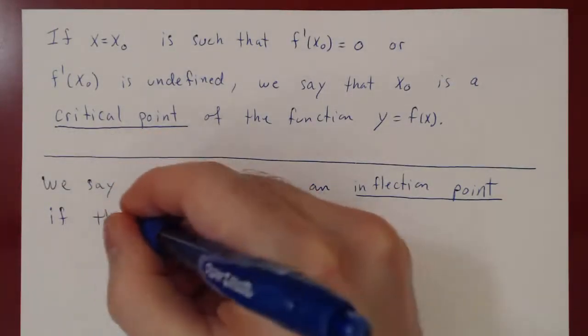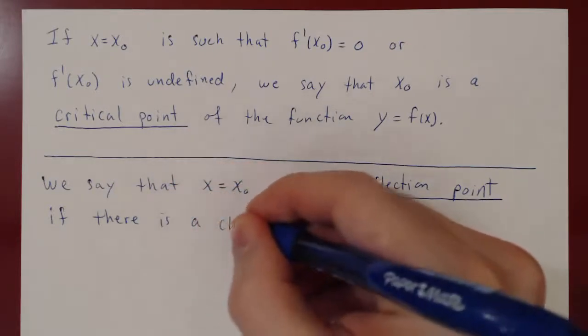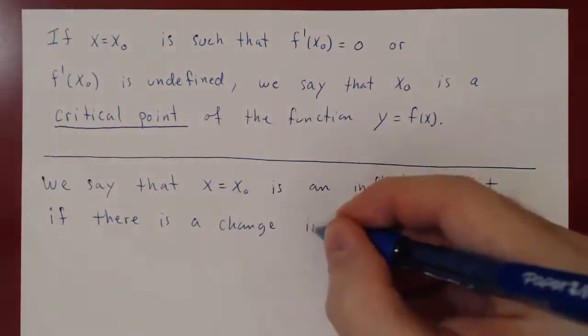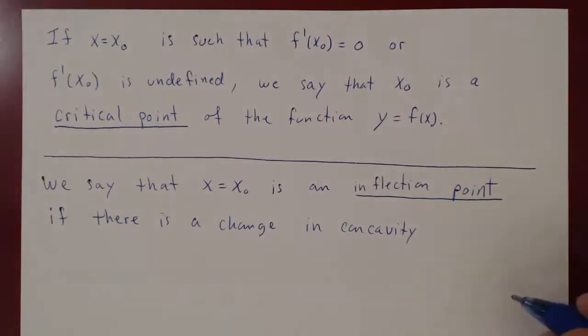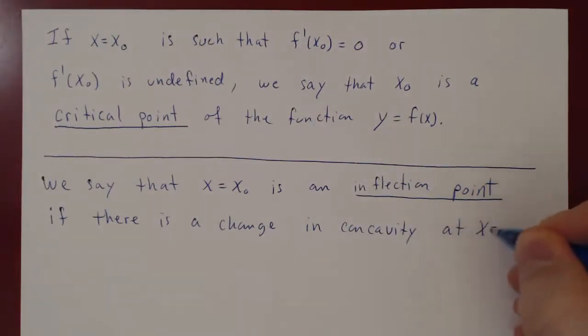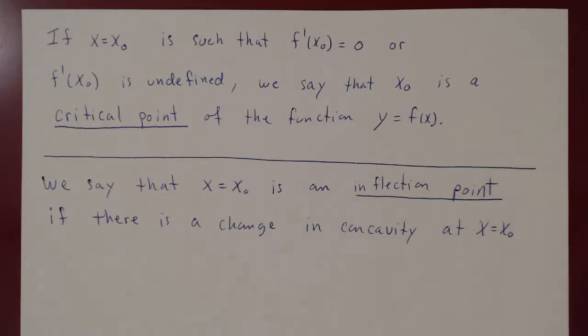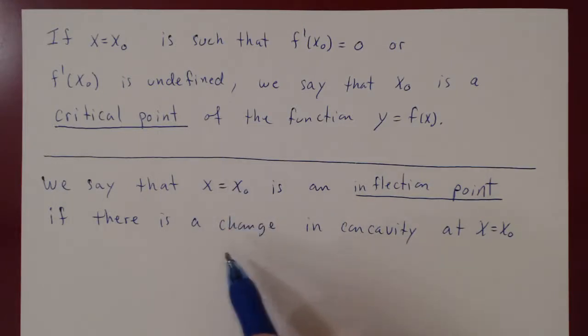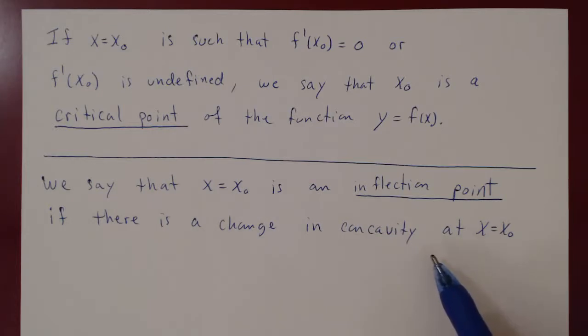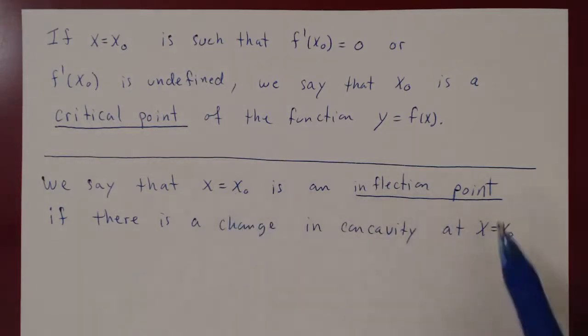If there is a change in concavity at this point. Because again, we want to capture the graph accurately, so we want to know where it's concave up and where it's concave down. So if there is a value of x, say x0, where there is a change in concavity, therefore if the curve goes from concave up to concave down, or concave down to concave up, we call the point an inflection point.